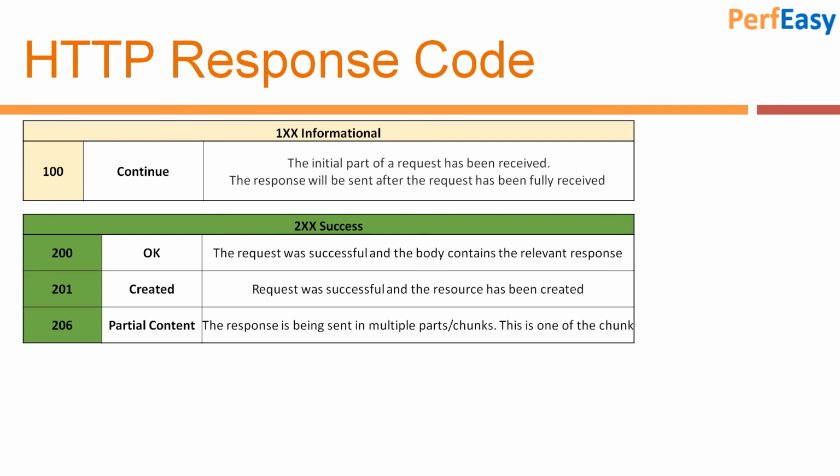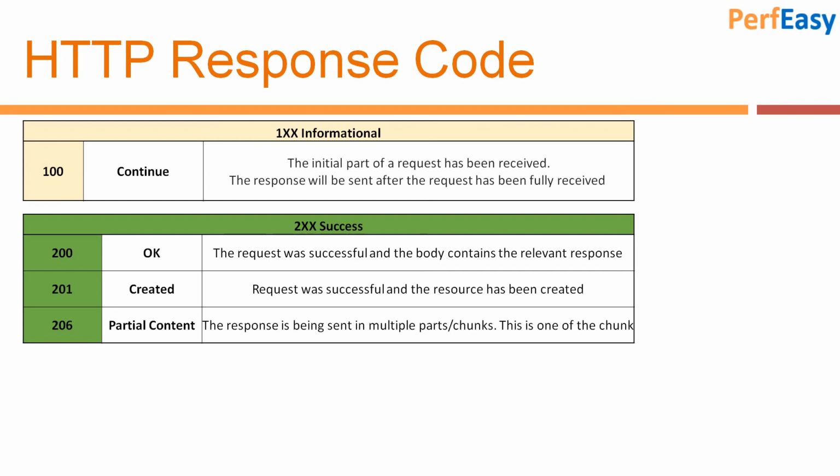200 OK means that the request that I sent was successful and correct. Right now we are talking about the response code, so this will be part of the response. The response body contains the relevant response. For example, if I have sent a request for an HTML file, the status code will be 200 OK, and the response body will contain the complete HTML code. If I have requested a JavaScript JS file, the 200 OK would mean that the response body contains the JavaScript file.